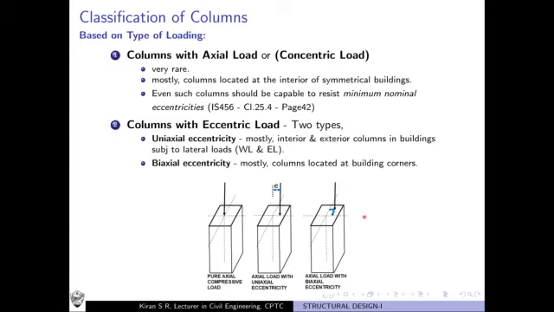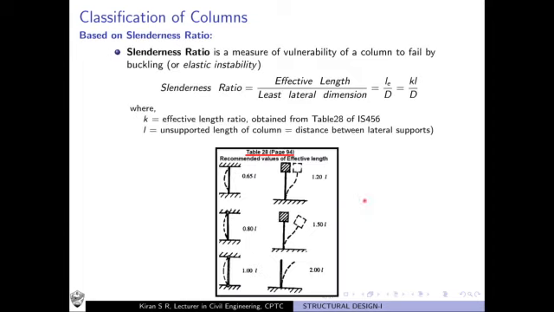Now coming to the biaxial eccentricity, which means that if the load is acting away from both the axes, we have said there are two axes, then we call such loads biaxially eccentric loads. These types of columns which experience biaxial eccentric loads will be common, especially at the corners of buildings. Those columns located at the corners of buildings will be subject to biaxial eccentric loads.